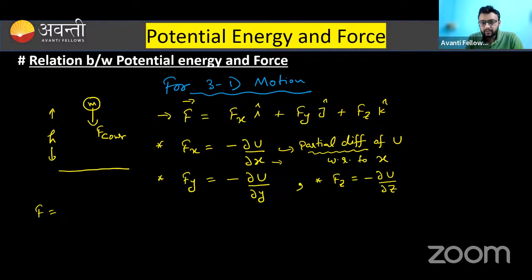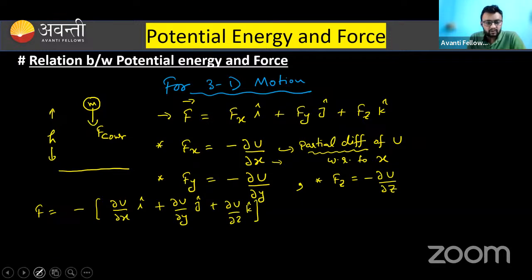these three values are to be put here. If you put these values there, can we take the negative as a common sign outside? It will become minus of del u over del x i cap plus del u over del y j cap plus del u over del z k cap. This is what force in three dimensions is.